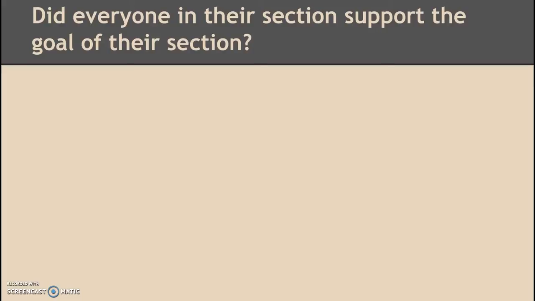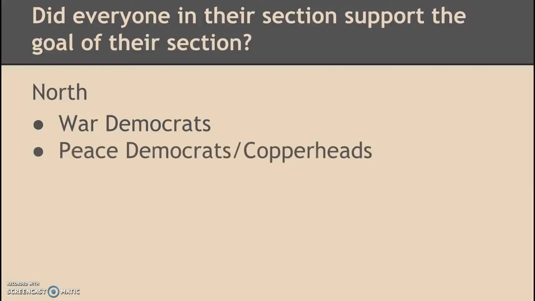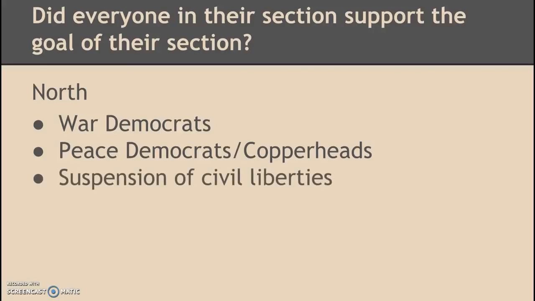Most Northerners are going to support the goal of preserving and restoring the Union, but not all of them are going to agree. The Democratic Party, for example, was split. War Democrats, like Stephen A. Douglas, supported the war, but peace Democrats did not, and they wanted to stop the war. These peace Democrats became known in the North as Copperheads, which is a poisonous snake native to the United States, so you can see how they were viewed. Nonetheless, especially in the first years of the war, when the North was losing frequently, the appeal of the Copperheads to stop the war did attract some Northerners.